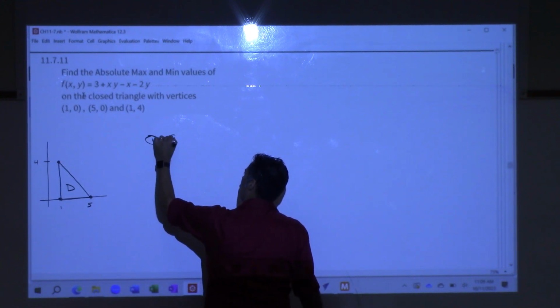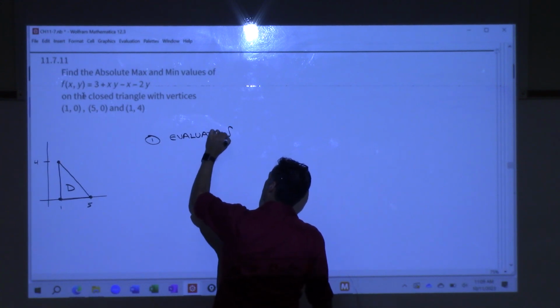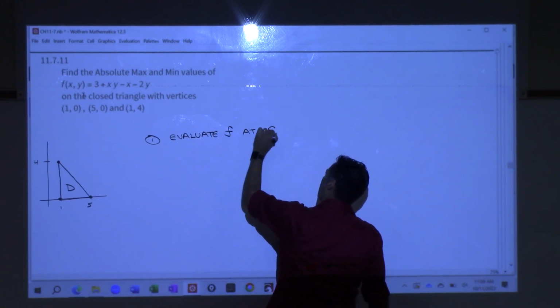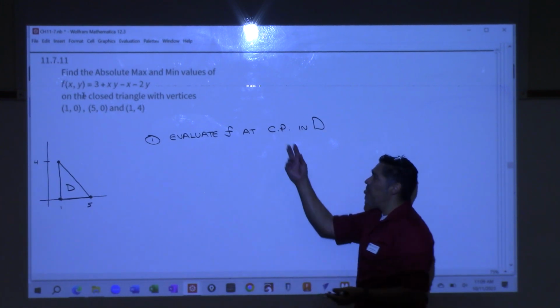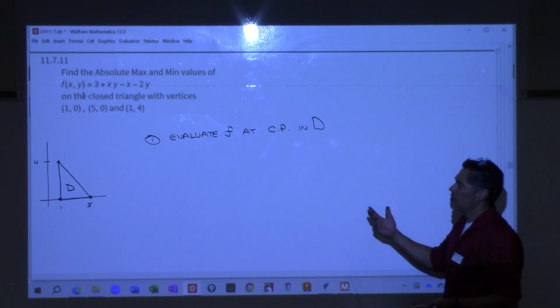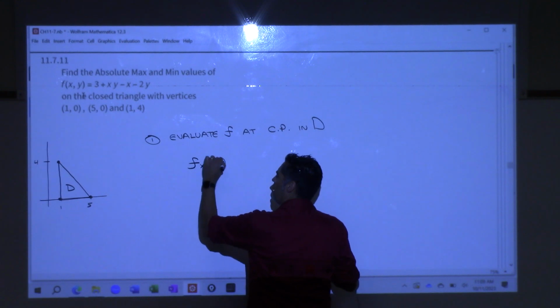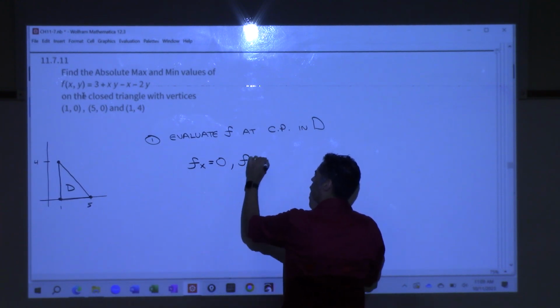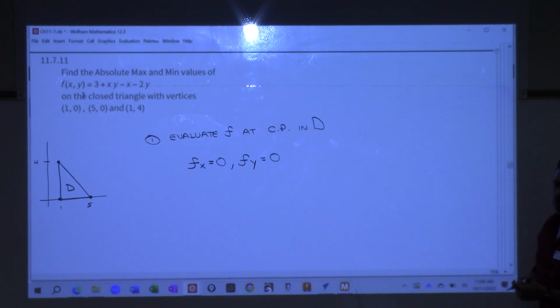So we want to evaluate our surface F at the critical points that are in D. That means we need to find the critical points. How do you find the critical points of a surface? You want to know where the partial of F with respect to X is 0 and the partial with respect to Y equals 0, right? That's how we find our critical points. We have to set those partials equal to 0.